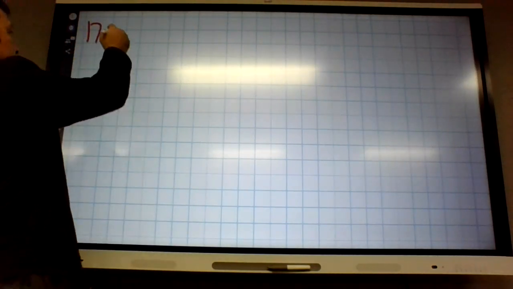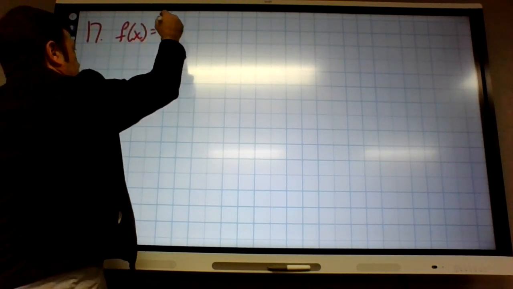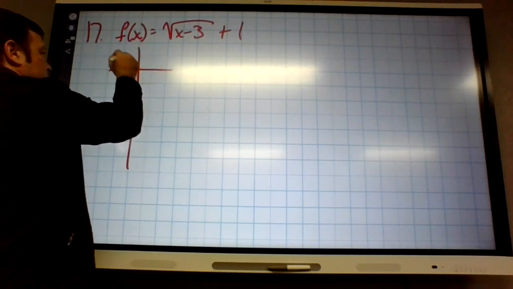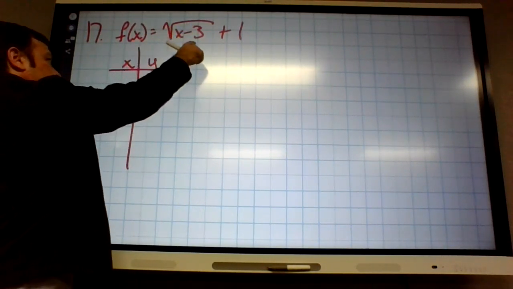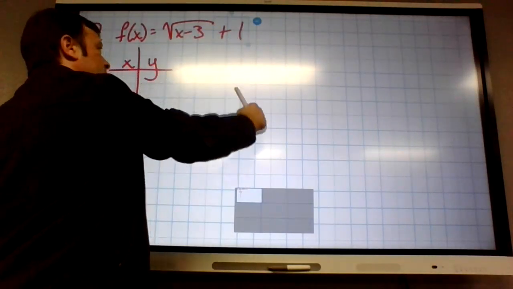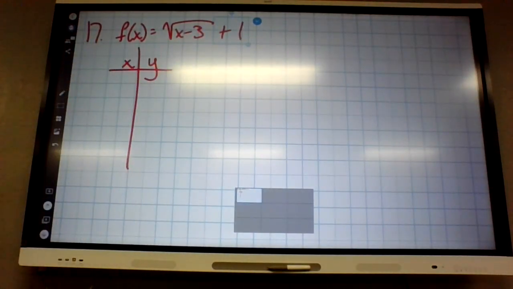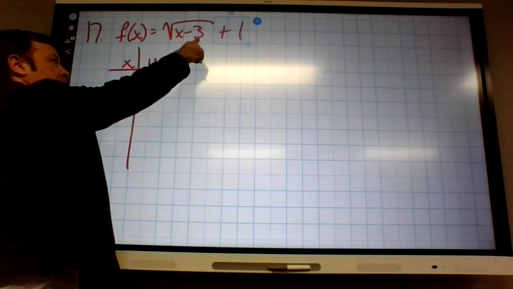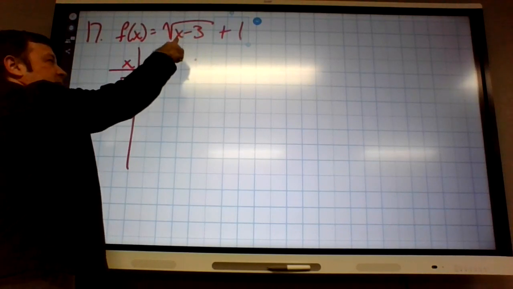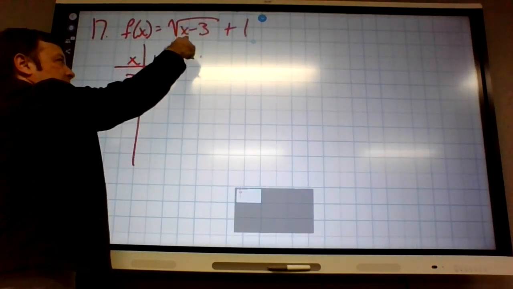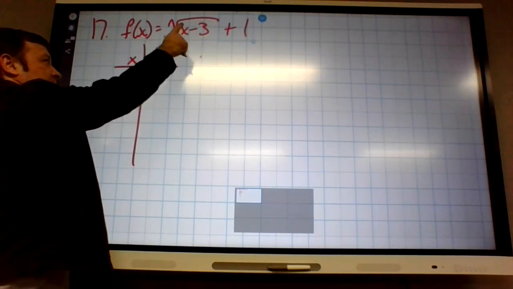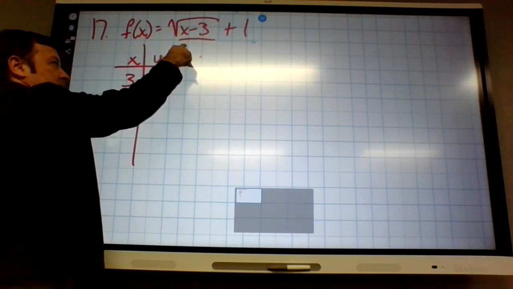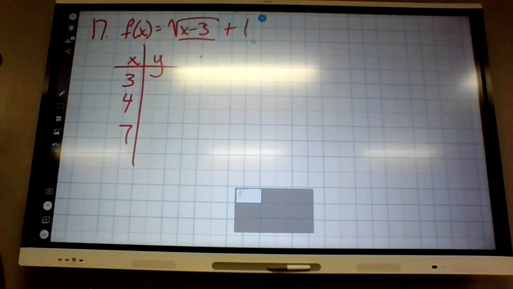Square root of x minus 3, plus 1. This graph should move right 3, up 1. What would be some good x values that we might plug in? 3, because 3 minus 3 is 0, and that would be a good thing. Okay, what x value would make this equal to 1? 4. What x value could I plug in to make this equal to 4? 7. Because 4 has a nice square root.